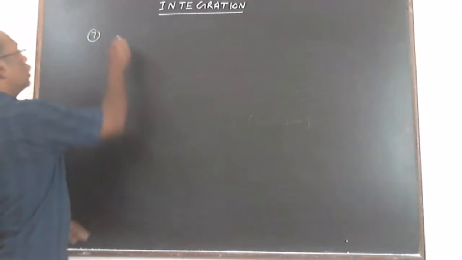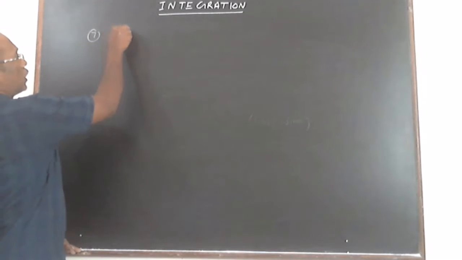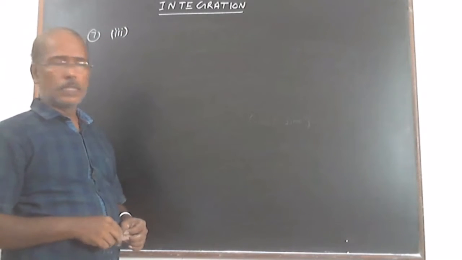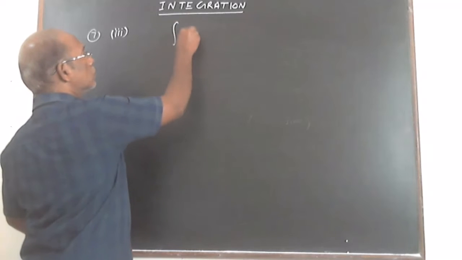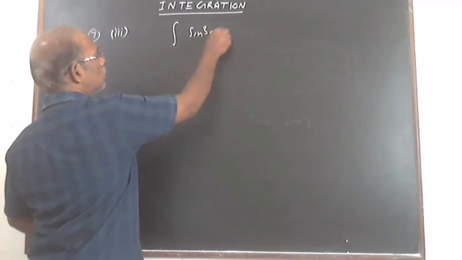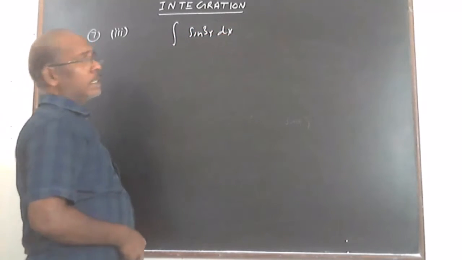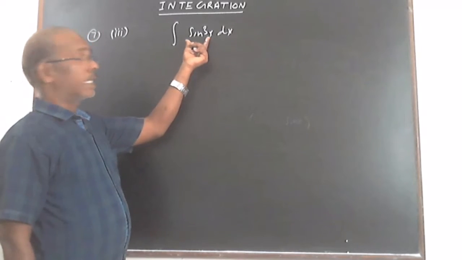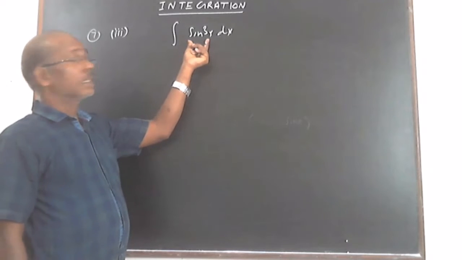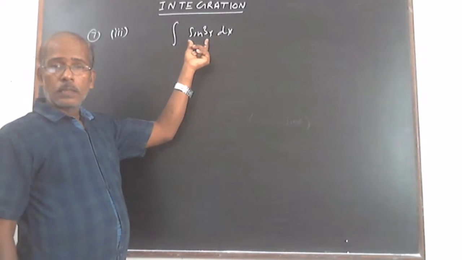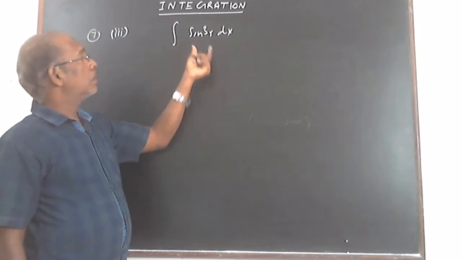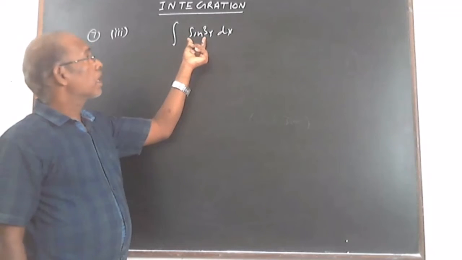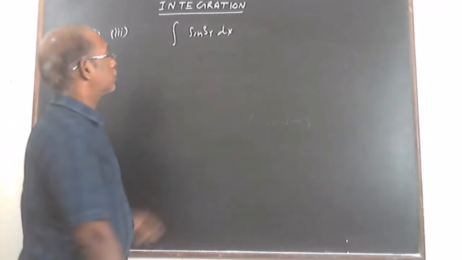Third subdivision of question number 7: integral of sine cube x. We have to integrate using trigonometric identities. It can be integrated using the substitution method in a similar way, but what is our motive? We have to integrate the same function in an alternate method using trigonometric identities.